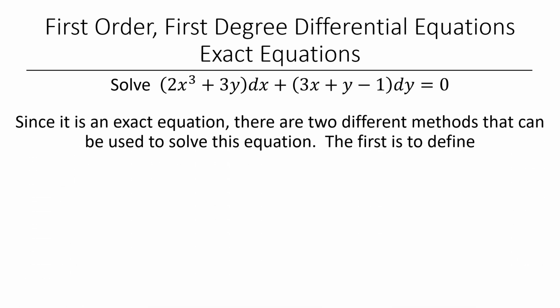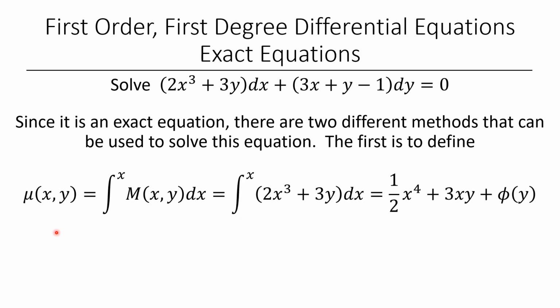So since this is an exact equation, there are two different methods that we can use to solve it. The first is a more direct approach. So let's look at how that works. The first thing we do is define this new term mu of x and y. The way we define that is we take our M function that we defined earlier and integrate it with respect to x. So in this case, our M of x and y was 2x cubed plus 3y, and we'll integrate that with respect to x.